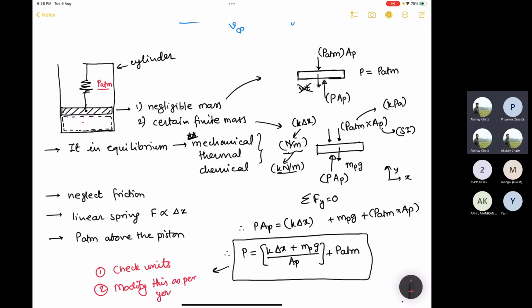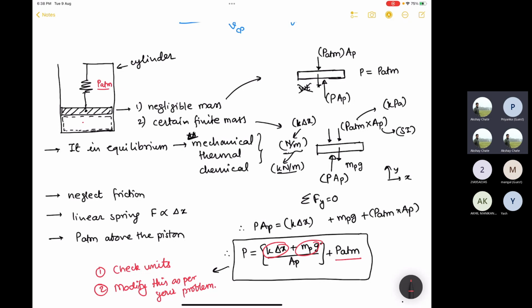Second is to modify this as per your problem. You should be smart enough; you have the recipe now. If your problem has a different type of spring, then this constant will change, and that should be provided by the paper setter or someone. If your piston has negligible mass, this term will go away. And if there is a different pressure than the atmospheric pressure on your system, then this term will also be different.